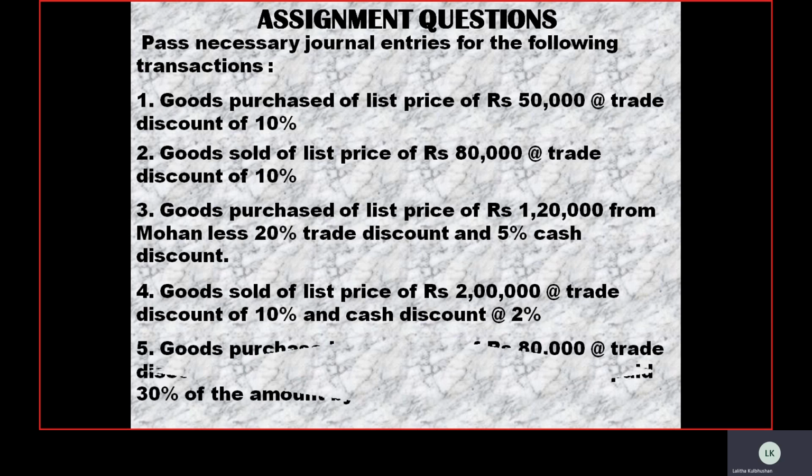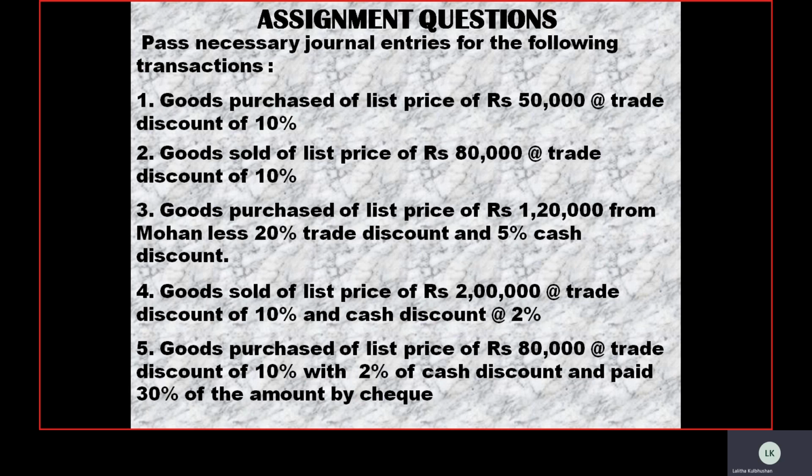Okay, so therefore it's clear. Whenever nothing is mentioned in the transaction, we will assume that the entire amount has been either received or paid. If it's a sale, it will be received, and if it's a purchase, it will be paid. And goods purchased of list price of rupees 80,000 at trade discount of 10% with 2% of cash discount, and paid 30% of the amount by cheque. Okay children, so whenever a cheque is there, don't forget to use the term bank over here.